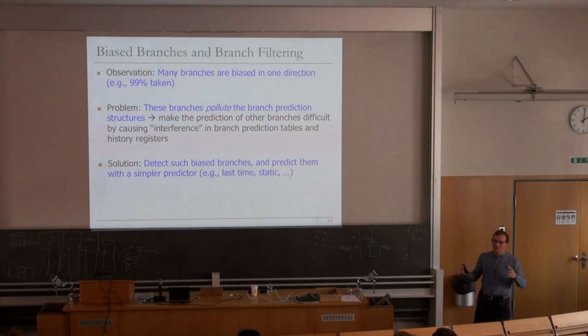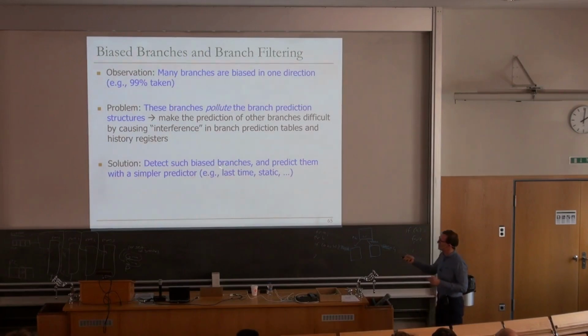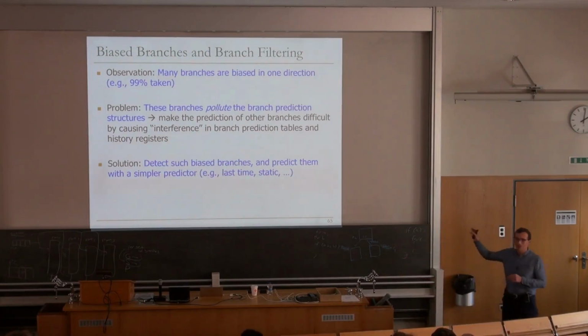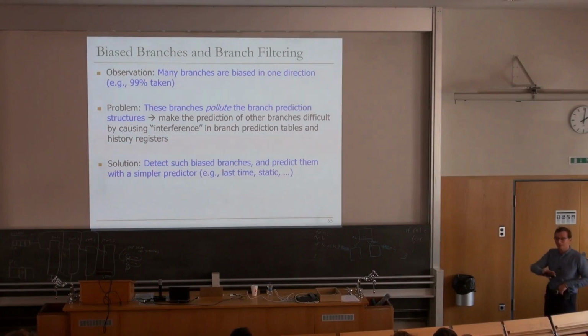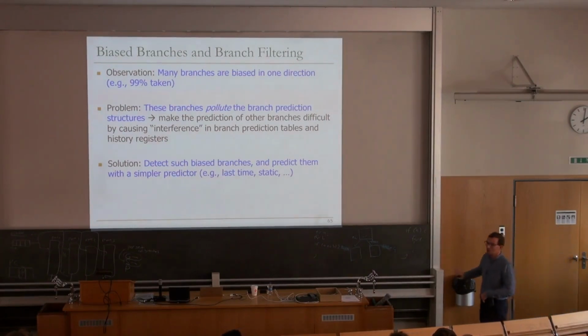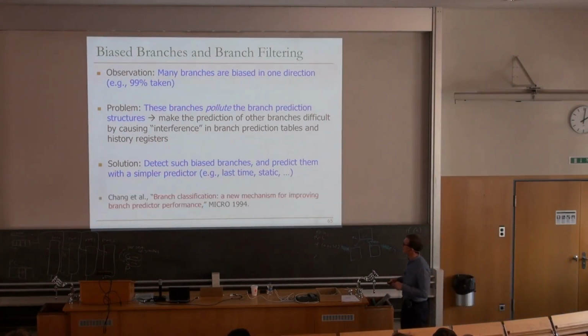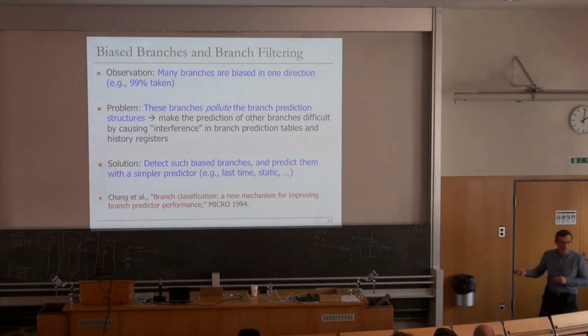Then the key question is how you detect such biased branches. You need to have some counters for this, and you need some additional metadata in your BTB. So there's usually a cost associated with doing this, but many systems actually do this. They detect biased branches, and they use a much simpler predictor for this purpose. This was introduced in a paper in MICRO in 1994. That's all I'm going to say about it.